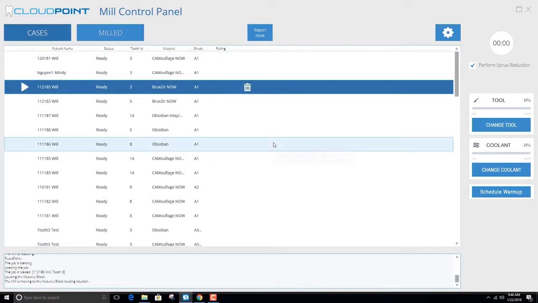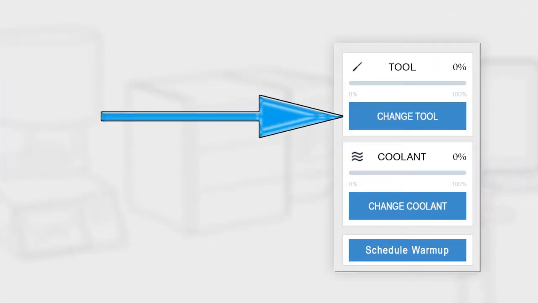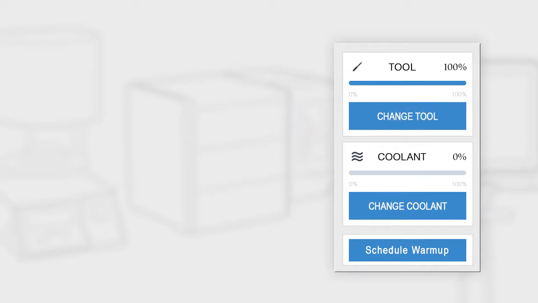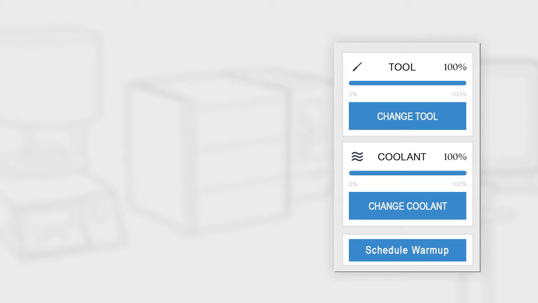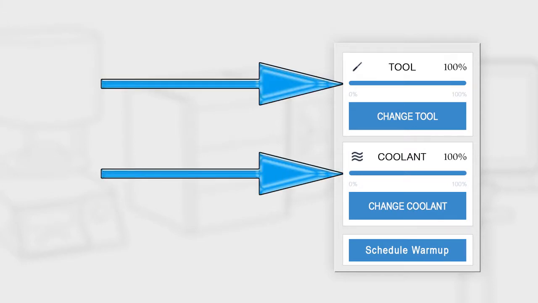Next, there are two buttons on the mill control panel screen that deserve your attention. First is the Change Tool button that enables a one-click tool change and a reset of the tool life bar. And second, the Change Coolant button that allows you to change the coolant at any point in time. It also resets the coolant life bar. As you notice, both buttons are accompanied by life bars.